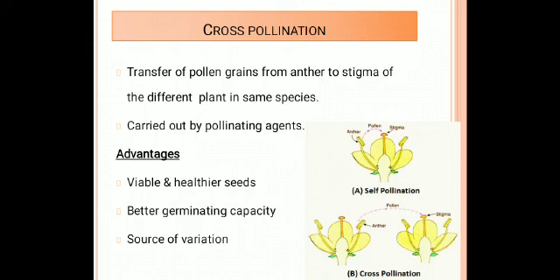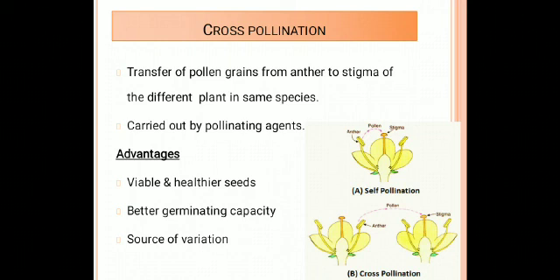Cross pollination occurs in unisexual flowers as well as some bisexual flowers, majorly unisexual flowers. It is carried by pollinating agents like insects, birds, wind, and water. These are the things that are helpful for pollination.